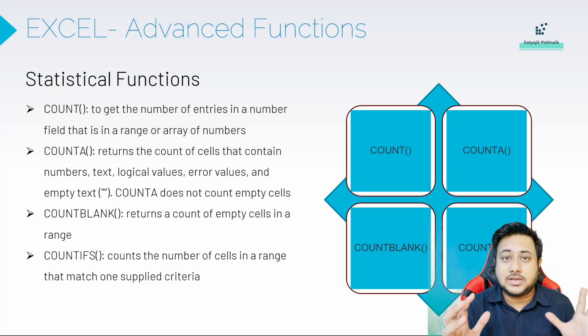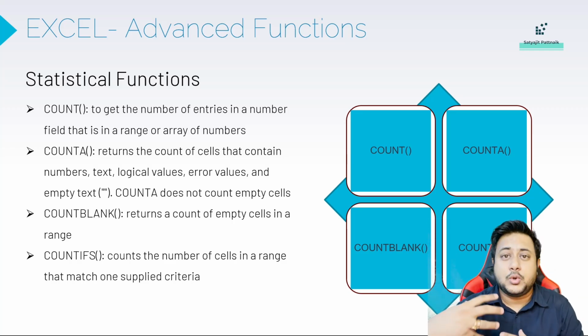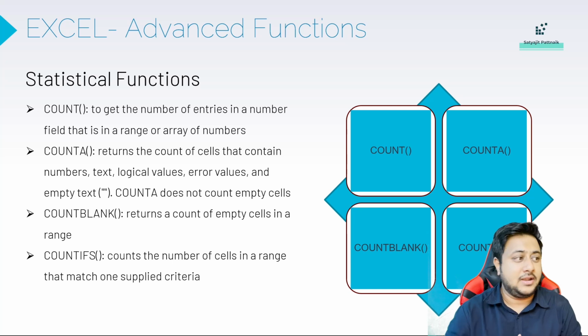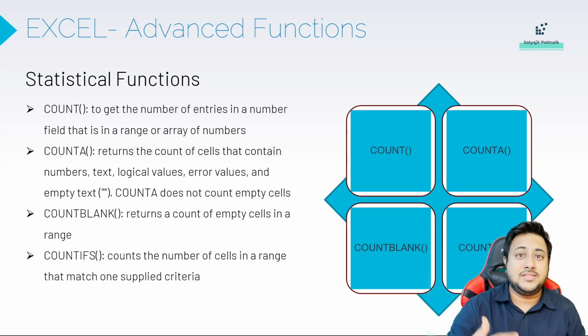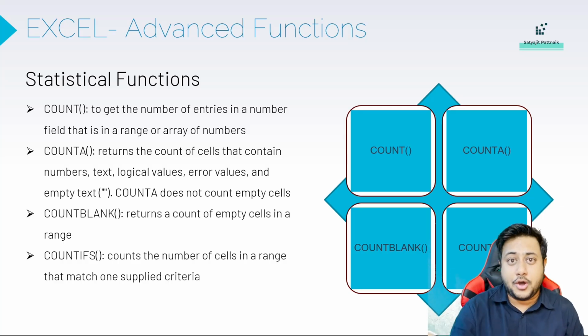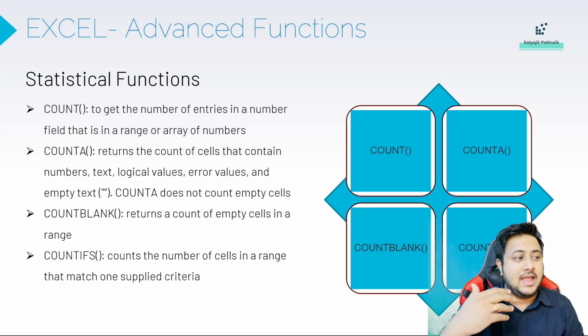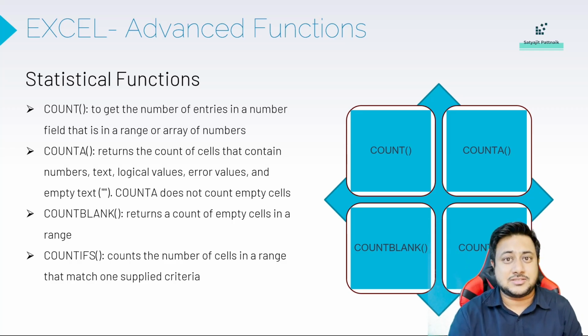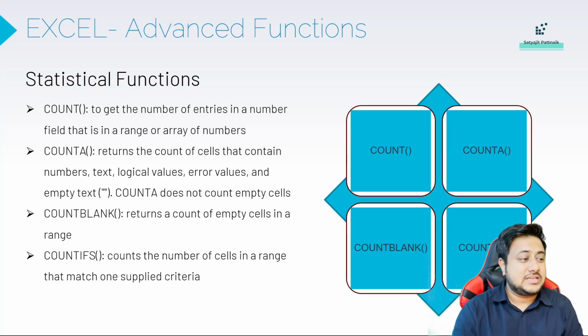So we'll start with count. Now count is nothing but to get the number of entries in a number field, that is, in a range or array of numbers. For example, you want to find the total count of customers, or the total count of customers who stay in a particular location. Count with a filter. Again, COUNTA returns the count of cells that contain numbers, text, logical values, error values. COUNTA does not count empty cells. COUNTBLANK basically returns a count of empty cells in a row.